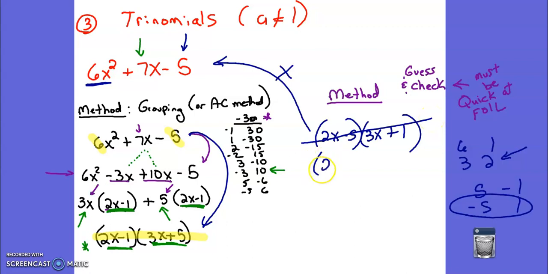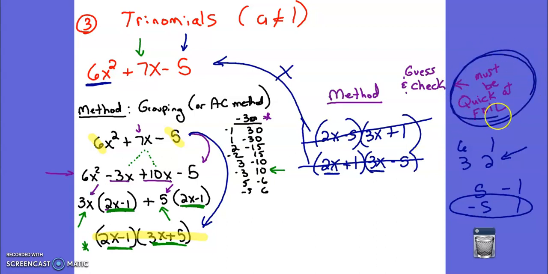And then you try the same numbers again, but notice I'm going to put negative 5 there and positive 1 there, because the order does make a difference when A is not 1. So if you FOIL this, then you would see that it does not equal this. It does not equal this, so you would cross that method out. And this is called the guess and check. You have to be quick at FOILing.